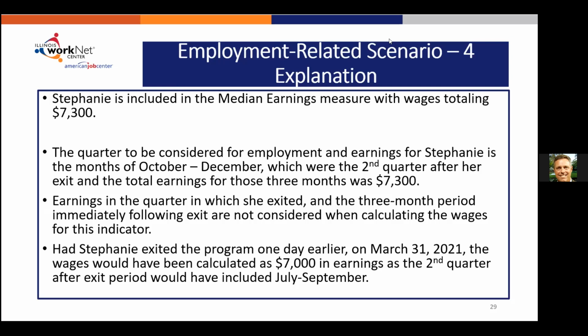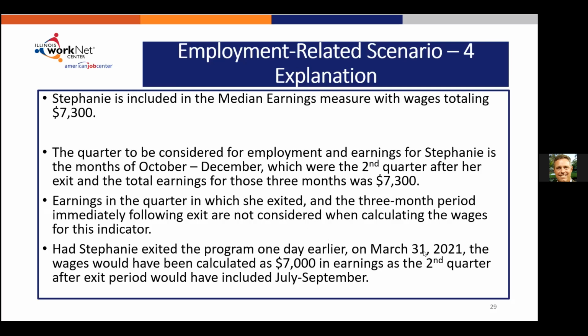Earnings in the quarter in which she exited and the 3-month period immediately following it are not considered when calculating the wages. So we think she exited in April. That quarter ends June 30th. So the first quarter after exit is July, August, September. That's not what we're looking for. So the second quarter after exit would actually be October, November, and December. So that's why the total is $7,300, to capture the last three in that list of wages.